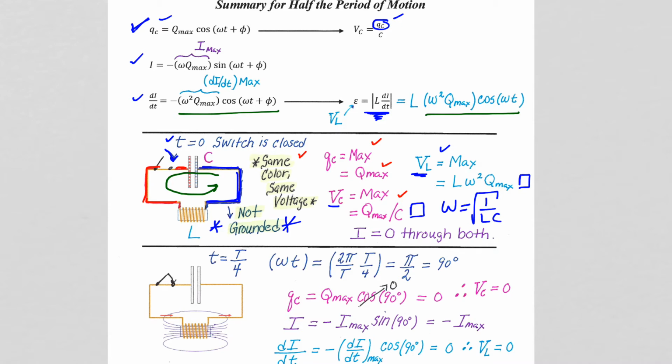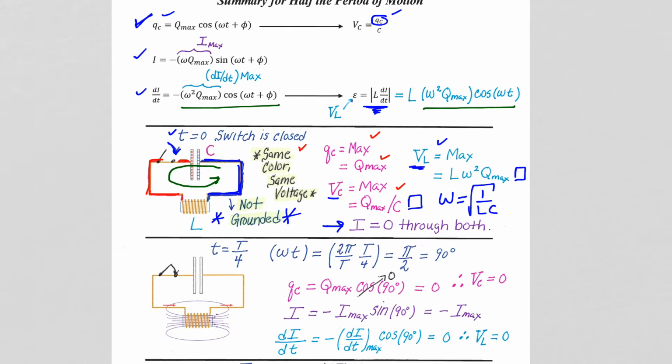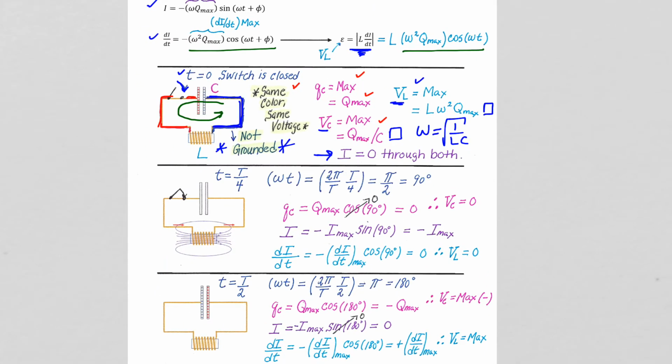So we are being perfectly consistent. At time t equals 0, of course, there is going to be no current at that instant in time. That's where the inductor is going to choke off the current, and no current through both. So kind of an interesting situation. Hopefully that makes sense. Well, how about a quarter of the way through the oscillation?